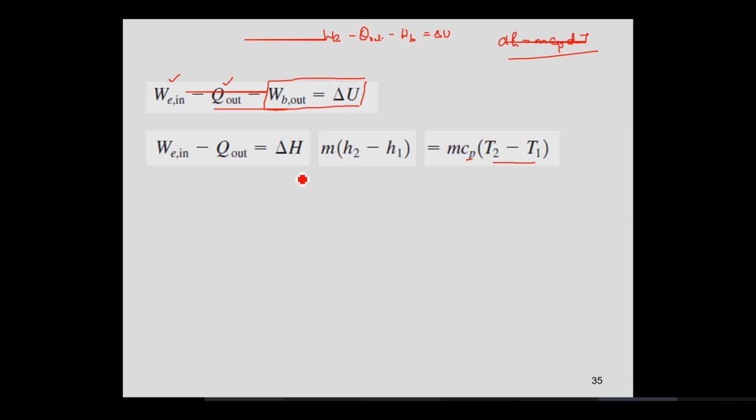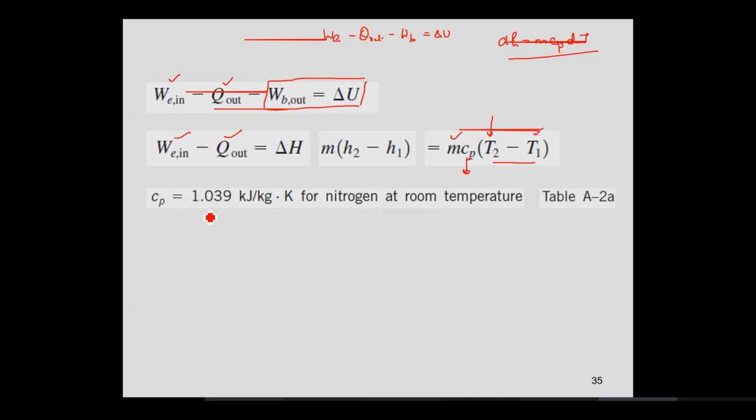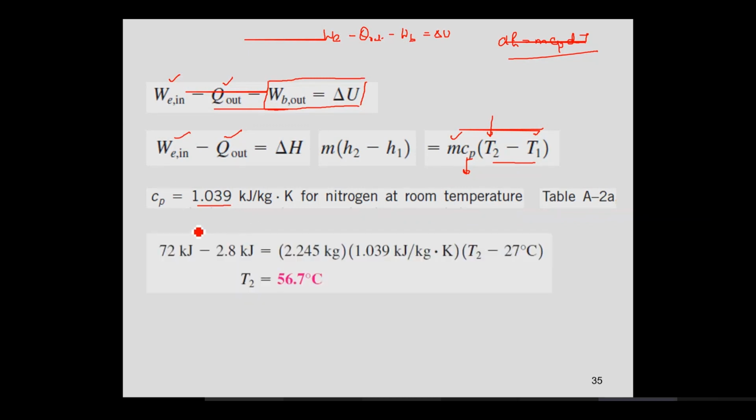Now, if you look at this equation again, these two values are known to you. Mass is known to you. T1 is known to you. Cp is something that you can find from the tables for nitrogen as an ideal gas, and T2 is what you have to find out. So if you plug in the values, the Cp value for nitrogen from Table A2 is 1.039 for room temperature, since you are already at room temperature. And if you plug in the values, you will have the T2 value to be 56.7 degrees centigrade.